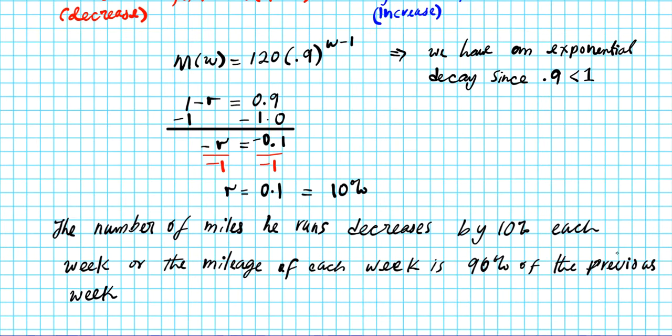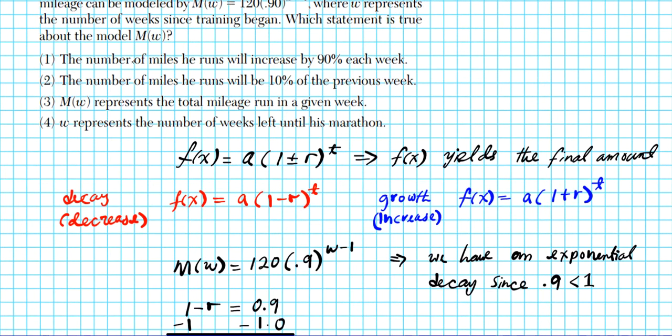Okay, so with that in mind, let's look at the options and see which one is correct. So the first option says the number of miles he runs will increase by 90% each week. Look at this word increase. Are we looking at an exponential growth or decay scenario here? In this particular problem, we have a decay scenario because the rate is less than 1. Each week is going to be 90% of the previous week, or a 10% decrease from week to week. So option number 1 is wrong because the model is a decay model.